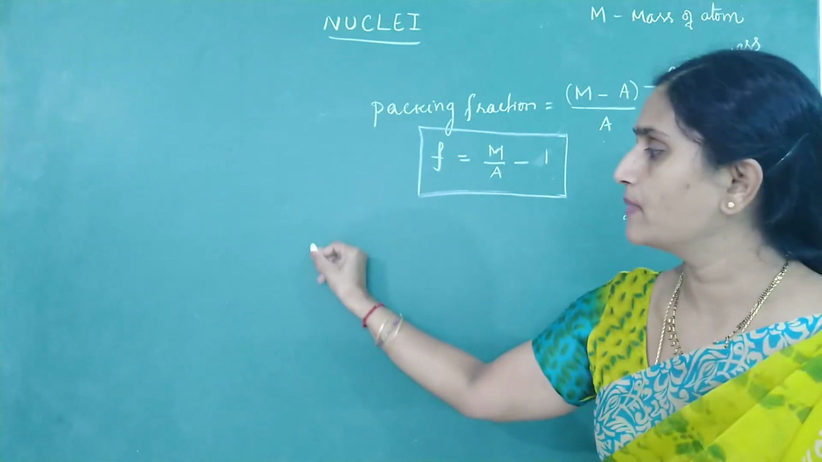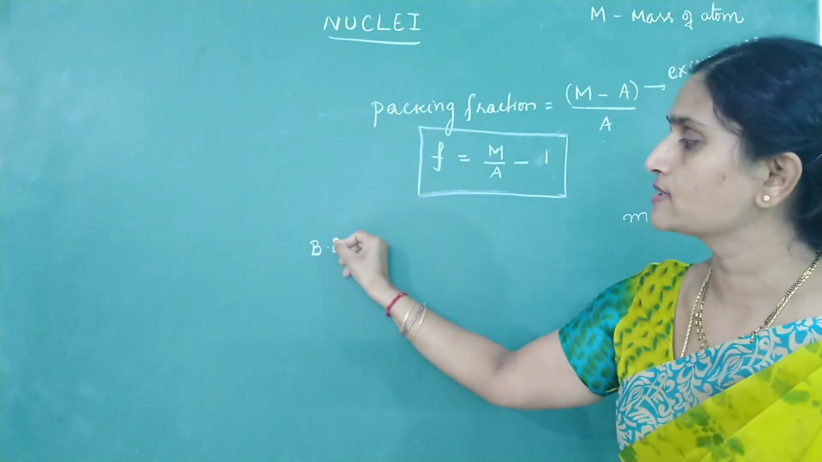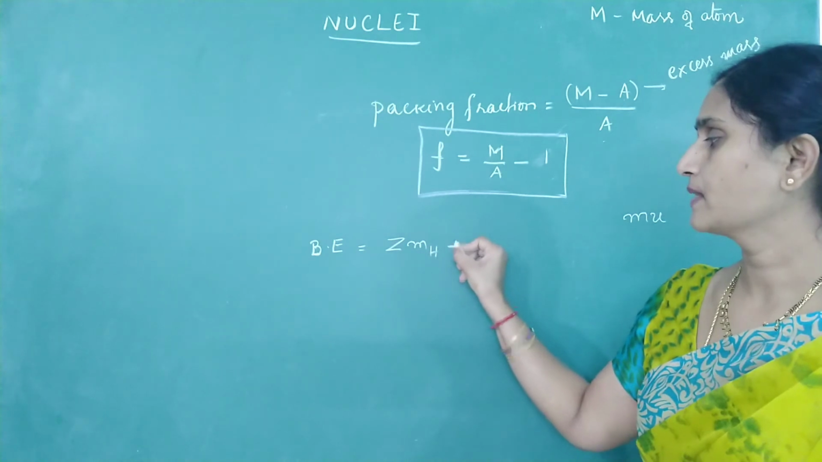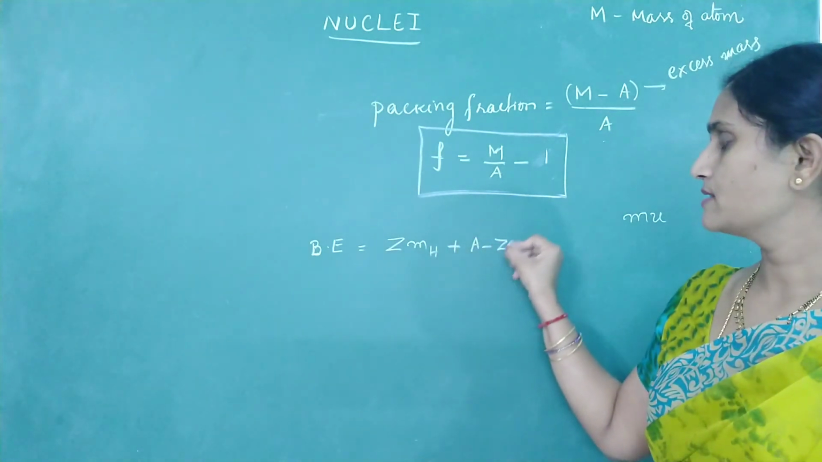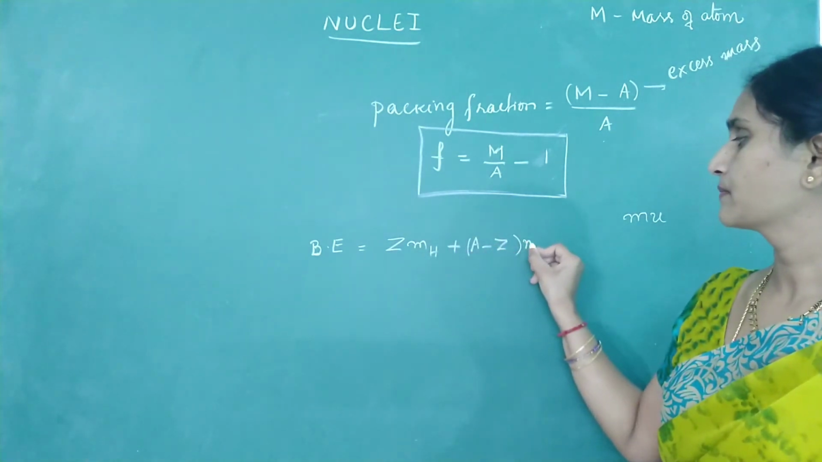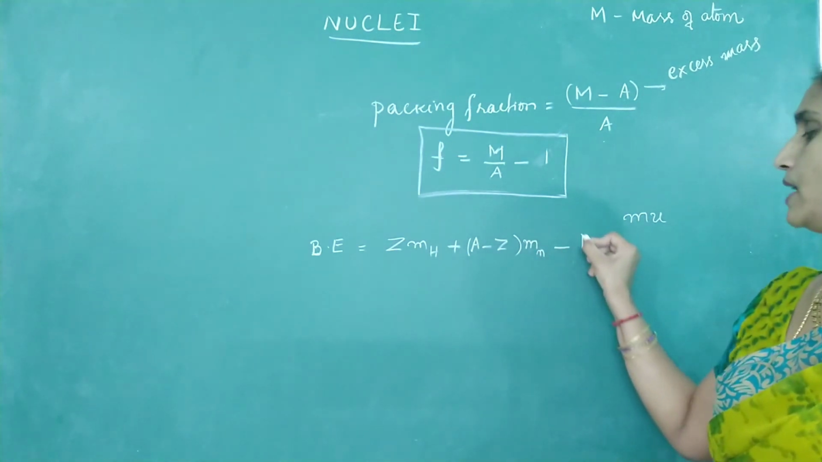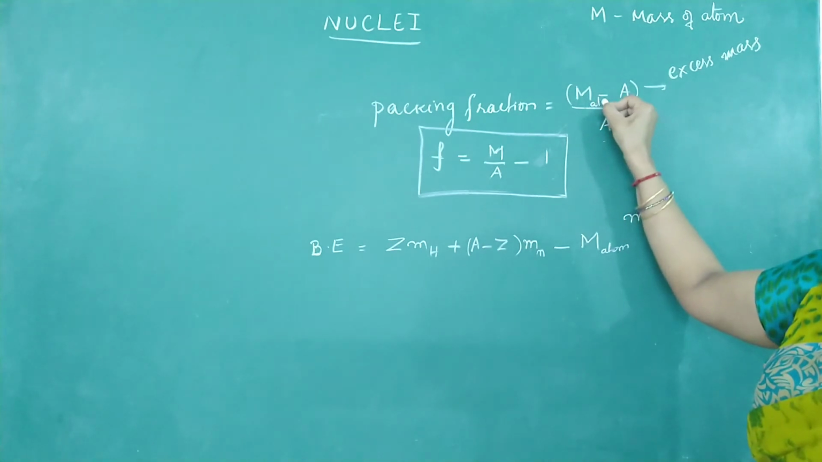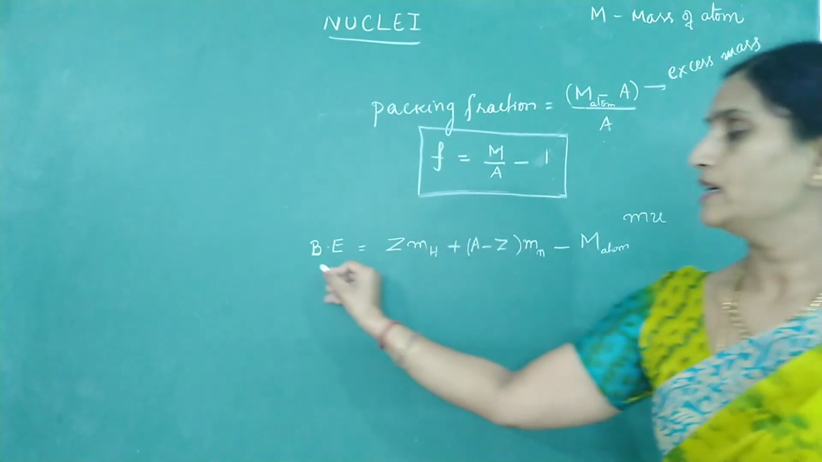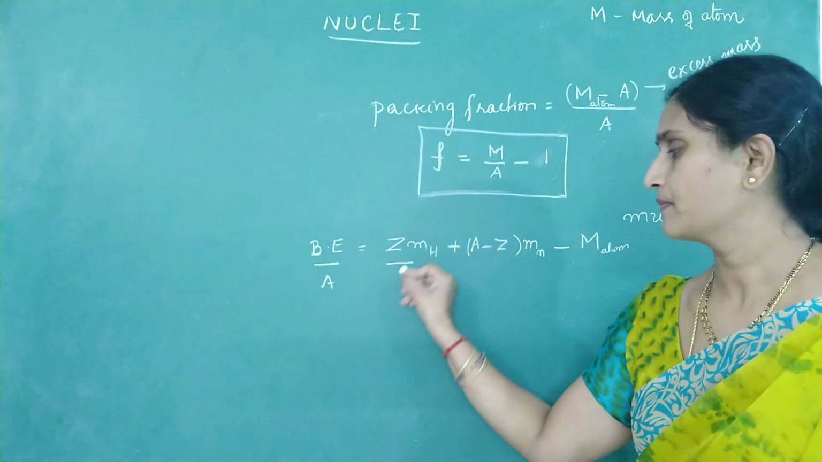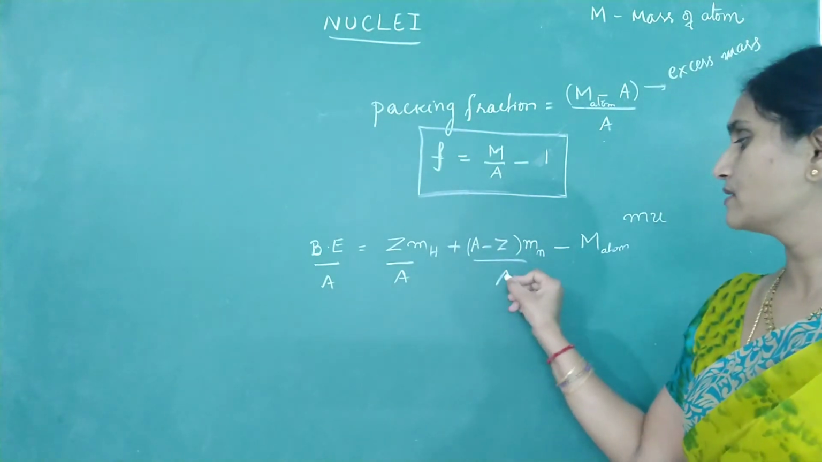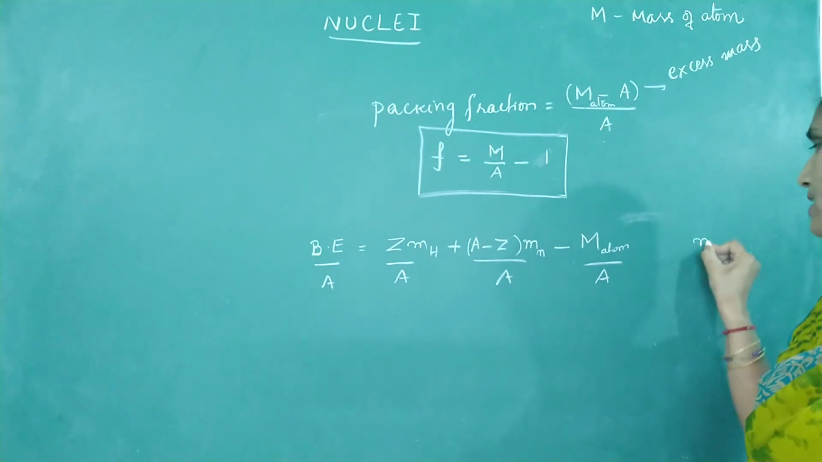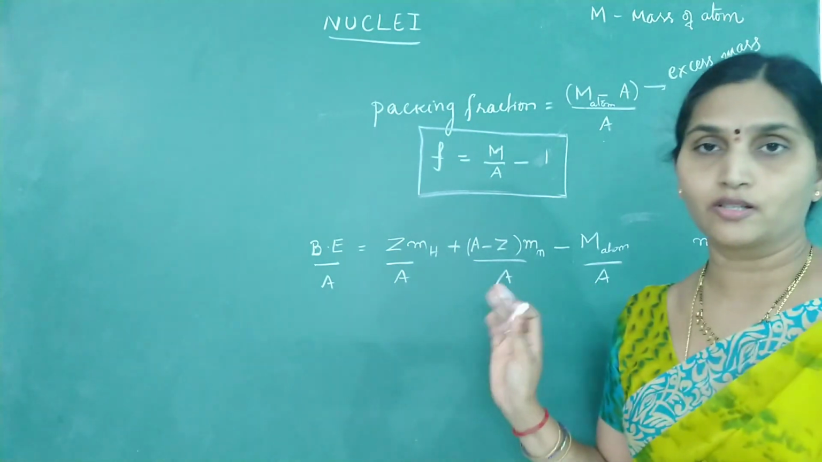So how do we write binding energy in terms of mass units? It is Z into mass of hydrogen plus (A minus Z) into mass of neutron minus mass of atom. Here also, I will write it is the mass of atom. Divide with A. Throughout I am dividing this number with A. Remember, the units of this are mass units, not mega electron volts.